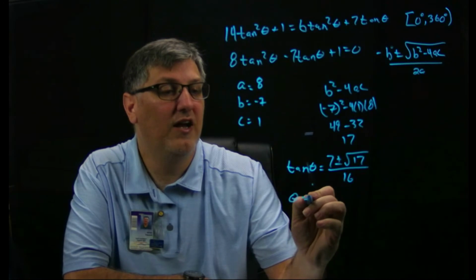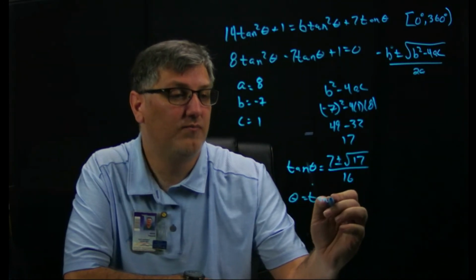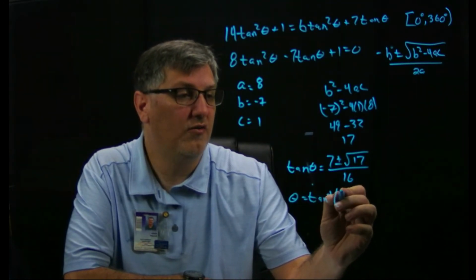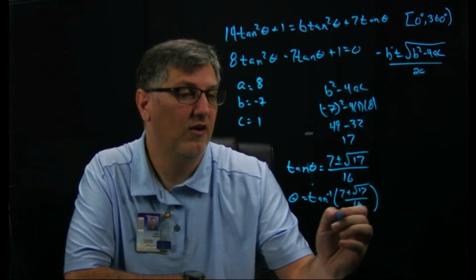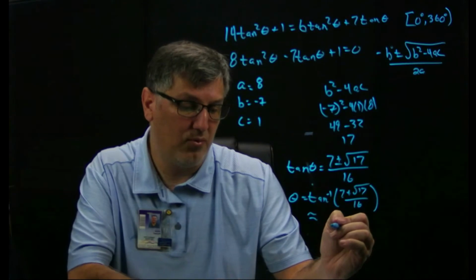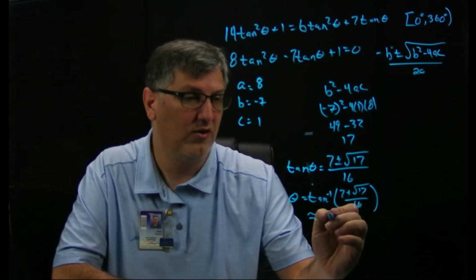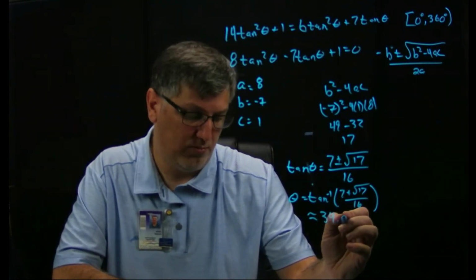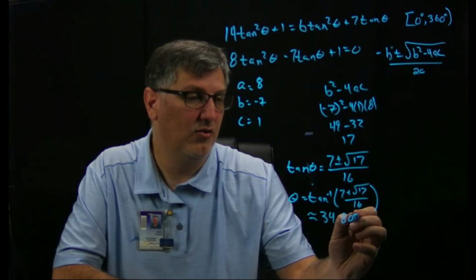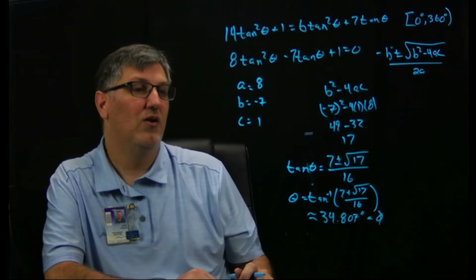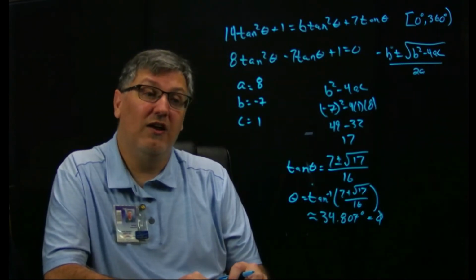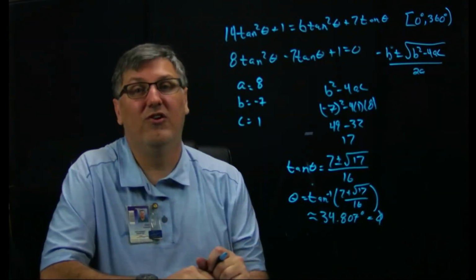So I'm going to do theta is my arctangent of 7 plus the square root of 17 over 16. When I do this, I get approximately, where's my answer? 34.807 degrees. Now this is also my reference angle. All right, so now you think you're done. You got an answer. No, you're not done.